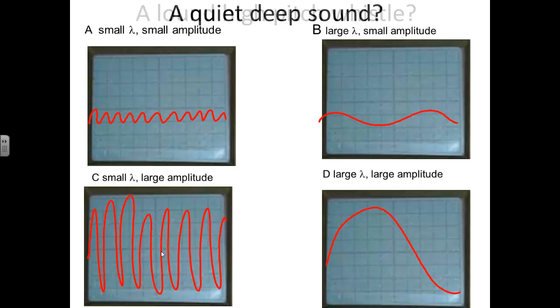On the other hand, if we have a quiet, deep sound, what will that look like? Will it be A, B, C, or D? Well, if it's quiet, it's going to have a small amplitude, so it's either going to be A or B. If it's a deep sound, a low sound, it's going to have a long wavelength, so it's either B or D, so it must be B.